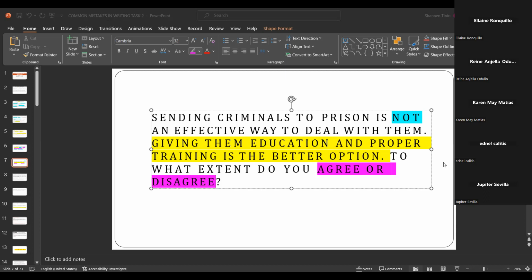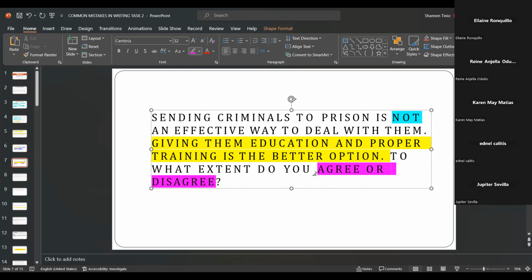Just a quick recap, we are talking about the common mistakes in writing. So it is highly important that you understand the given instruction and what it's asking from you. Okay? In my case, actually, yung sagot ko dito, they have to be punished, so they have to be sent to prison. I disagree na hindi sila dapat. Ang hirap naman kasi ng tanong. So, effective way naman yung imprisonment.